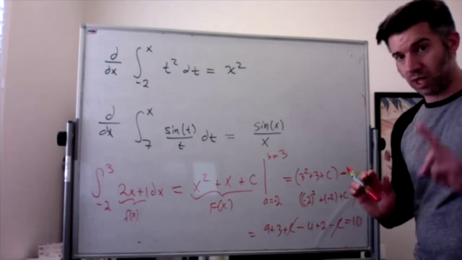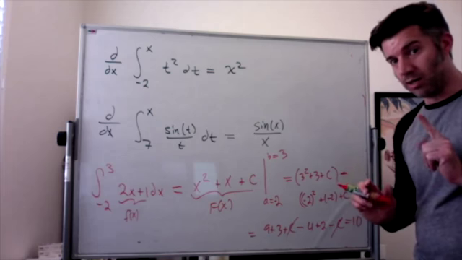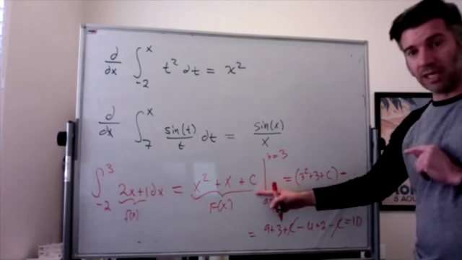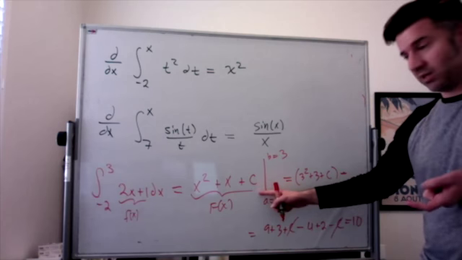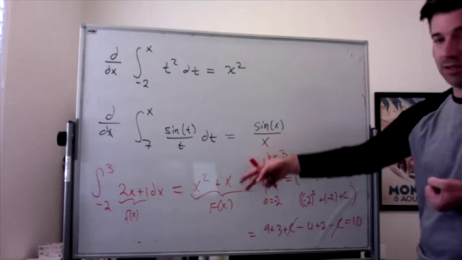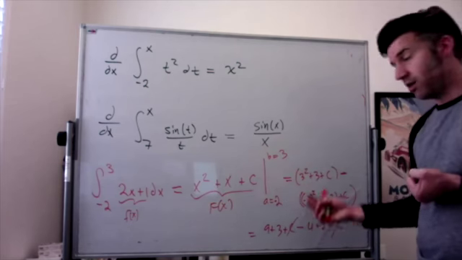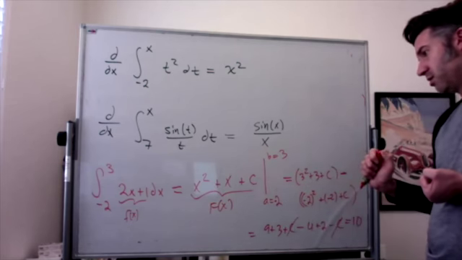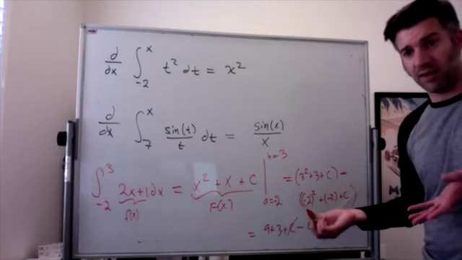So a couple things to take away from this. One, you don't need the plus c. We don't need the plus c because they're always going to cancel out. Because it's always going to be plug in the top one, subtract, plug in the bottom one. The other thing to take away from this is that we could verify this if you want.